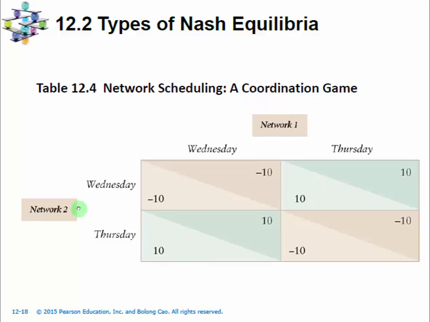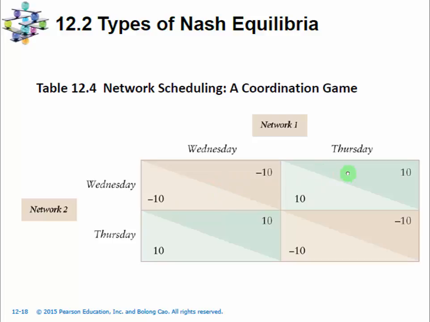So there are two television networks, both of them considering putting on a new reality show. Then they face this scheduling problem, whether they should put the show on Wednesday or Thursday. If both of them put on the same date, either Thursday or Wednesday, both of them will lose 10 because that will reduce the number of audience. They split the audience and make their show less valuable to the advertisers.